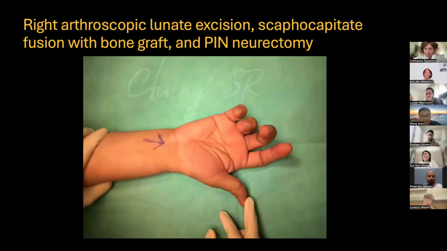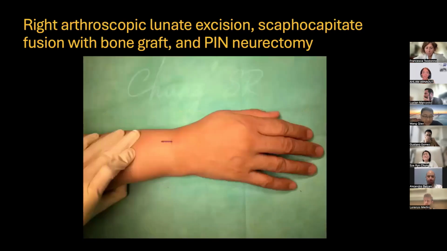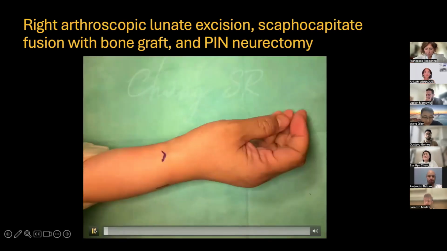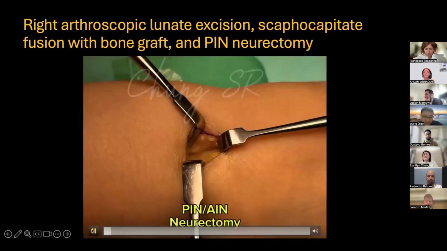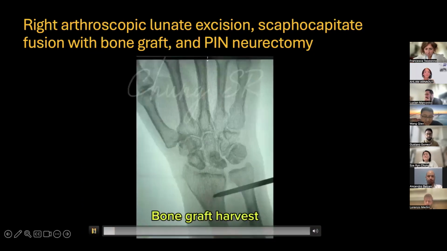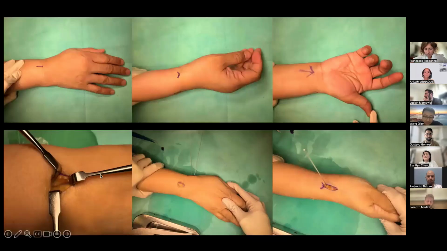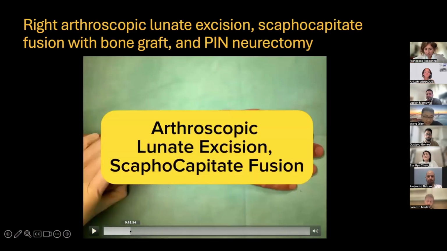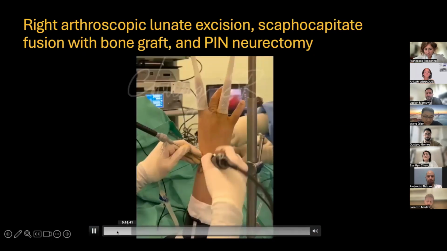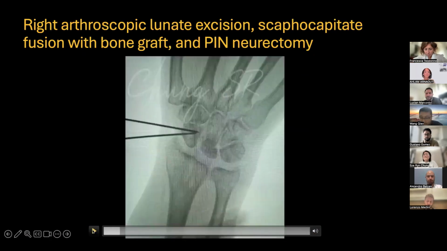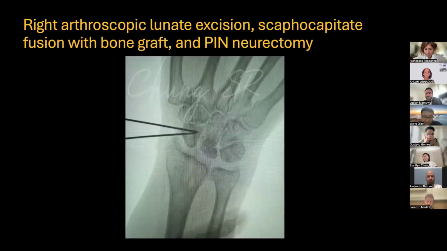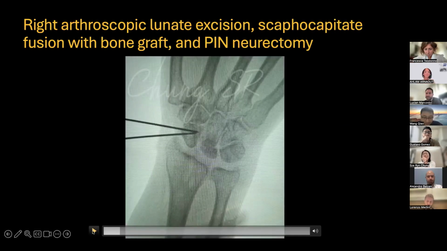So this is the patient's hand before operation. We did the PIN and AIN neurectomy first. Followed by that, we harvested the bone graft from the distal radius. Okay, we inserted the guide wires into the scaphoid first, but we did not pass through the SC joint yet.